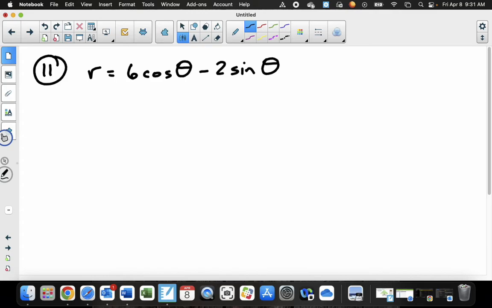Same thing again, same general idea again. R's and thetas, I need to get some substitution. Any idea, what should we do first on this one? Take out the cos. Divide by some. You want to try to get to, what do we look like?